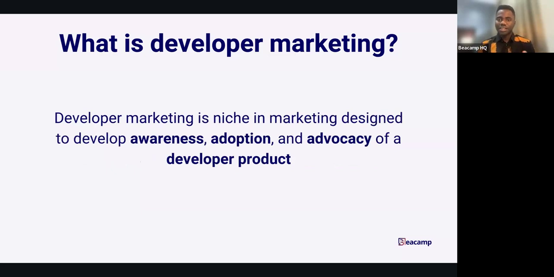There are essentially three things that DevMar is trying to achieve: awareness, adoption, and advocacy of developer products. Any product a developer is to use is entirely DevMar. DevMarketers are tasked with awareness of the products, the adoption of that product, and driving advocacy of that product to developers.